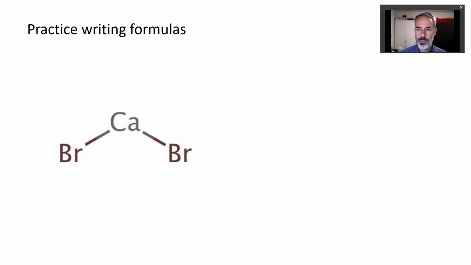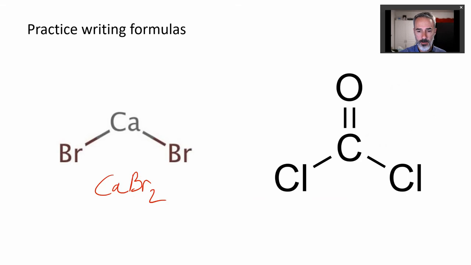Let's try a couple more. What about this one? What would be the formula for this one? Did you get CaBr2? Absolutely, because there were two bromines. What about this one? Now remember, the one in the middle goes first. I'll let you decide how to put what the order for the other two.